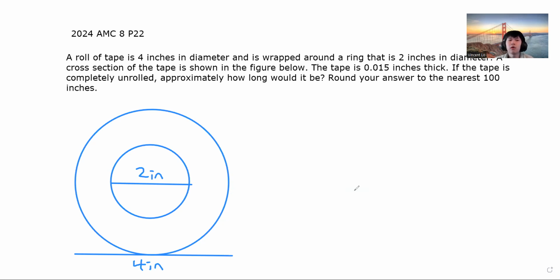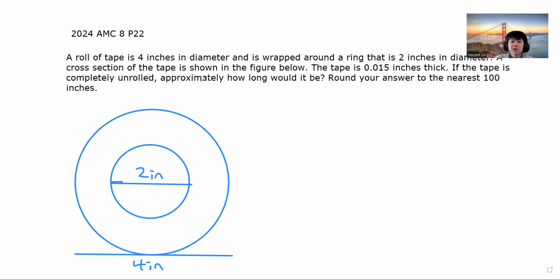The question reads: a roll of tape is 4 inches in diameter and is wrapped around a ring that is 2 inches in diameter. As you can see in this diagram, this is the roll of tape, 2 inches in diameter, 4 inches in diameter. A cross-section of the tape is shown in the figure below. The tape is 0.015 inches thick. If the tape is completely unrolled, approximately how long will it be? Round your answer to the nearest 100 inches.